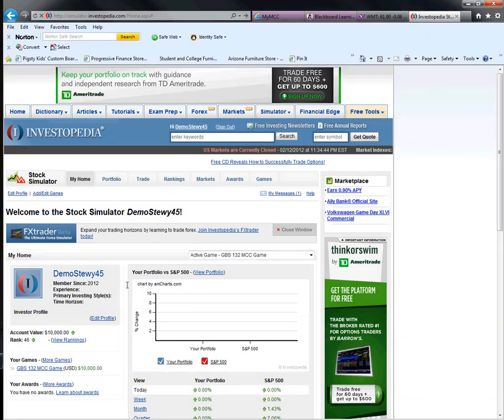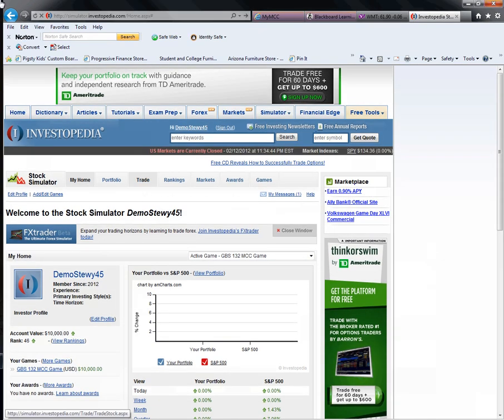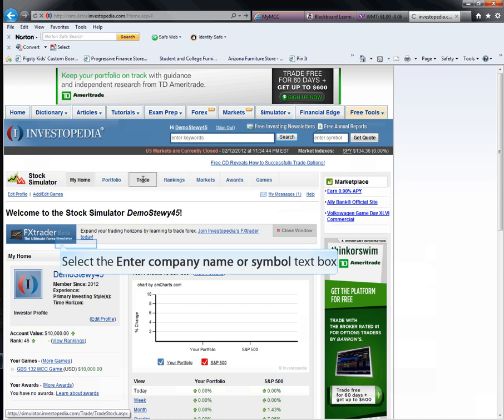You can see that we have the account value at $10,000, and I don't ever trade on this account. That's why I'm number 46 ranked. But you can also edit your profile here. You can see some earnings here if we had actually invested.